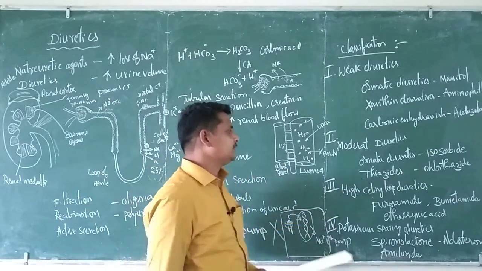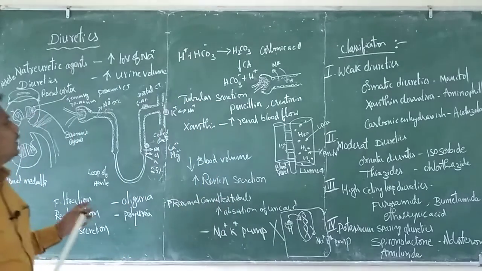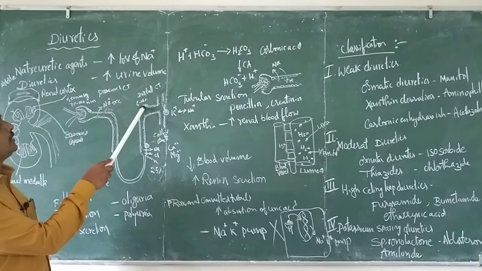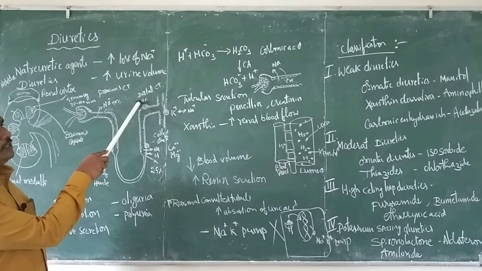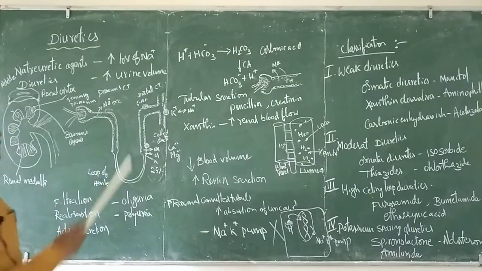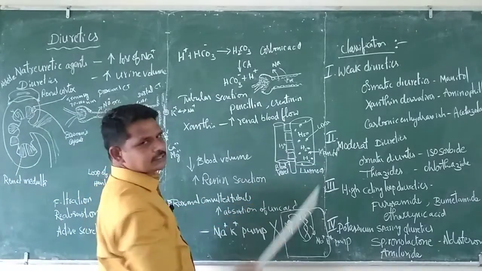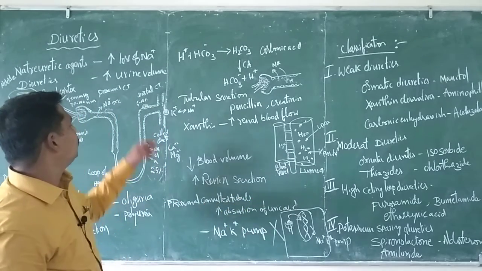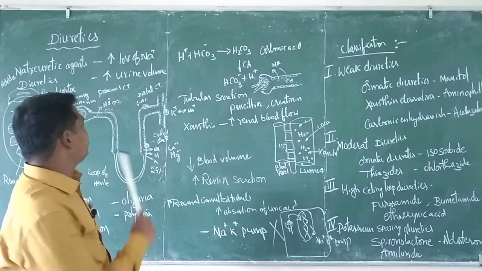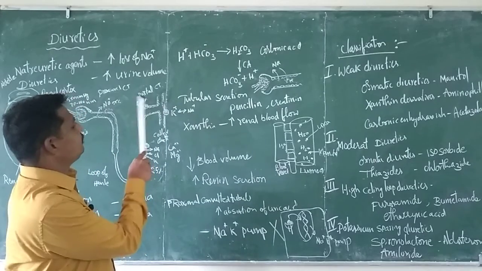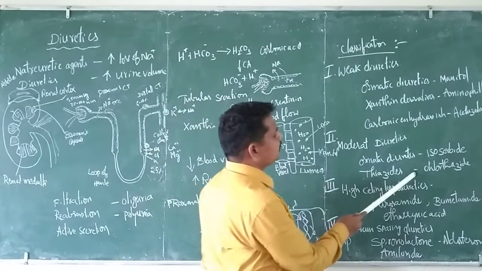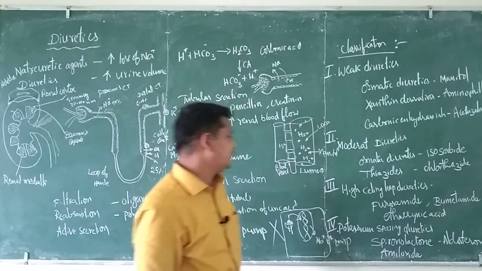Thiazides, example chlorothiazide. These are agents which work on the distal convoluted tubules and inhibit the reabsorption of sodium and chloride in this particular region, about 5 to 10%. That is why we call them moderate diuretics. They inhibit only a certain amount of the reuptake of sodium and chloride. Everything else remains normal, only 5 to 10% is affected. That is the reason we call it moderate. Chlorothiazide is the example.